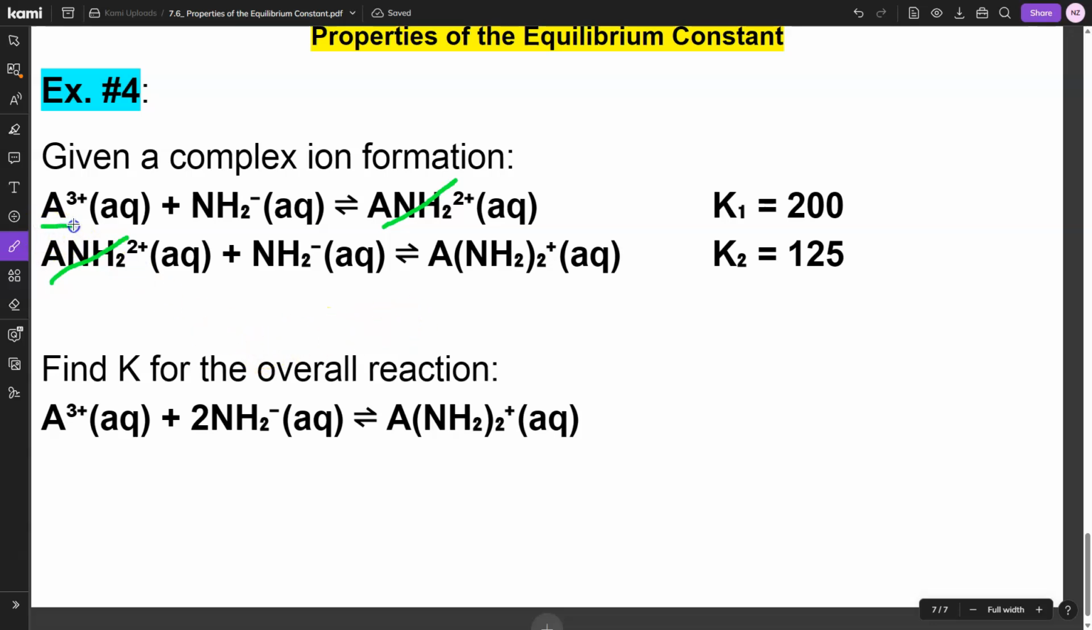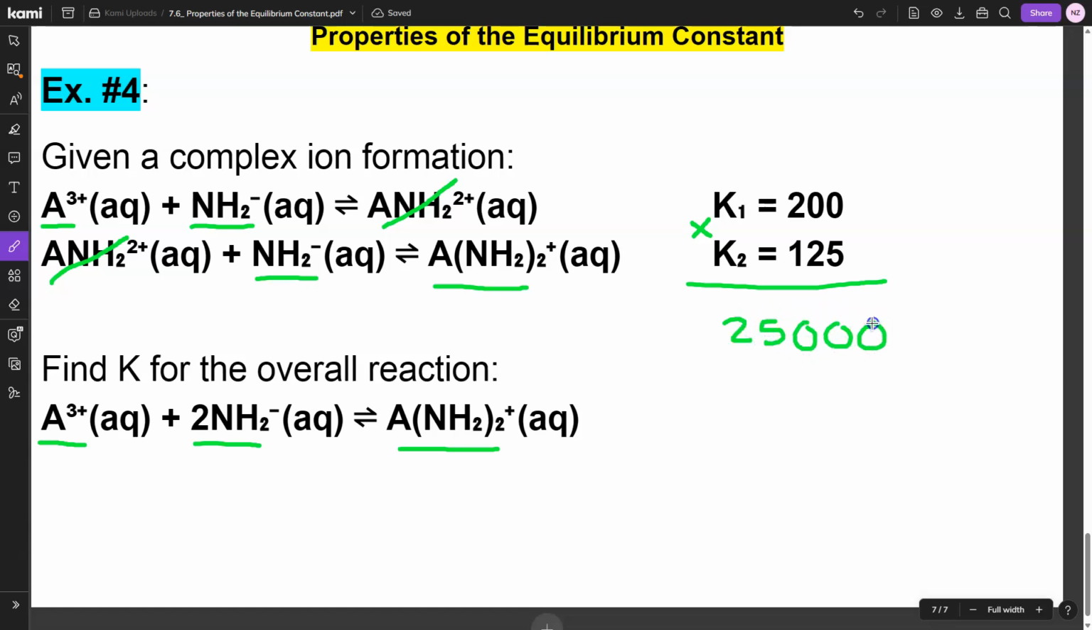So we're going to have one A+3 ion. We have two of these NH2s. And then on the right side, we have one of this NH2, and that's it. So we just added these together. Since we added them together, we're going to multiply our values. So 200 times 125 gives us 25,000 as our value. And that's it. That's all there is to it.